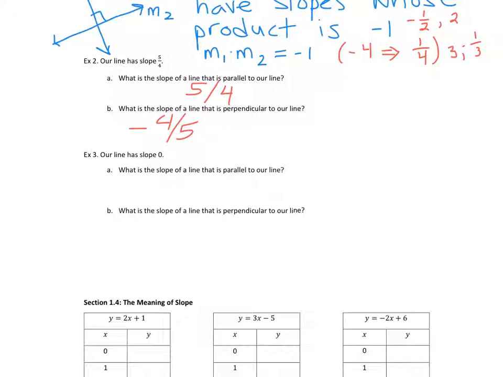All right, let's do another one. Our line has slope 0. What kind of line is that? Go ahead and pause and see if you can answer these questions. Welcome back. If our line has slope 0, that is a horizontal line. What is the slope of a line that's parallel to our line? It has the same slope. And what is the slope of the line that is perpendicular to our line? That's confusing. There is no inverse to 0. But what kind of line is perpendicular to a horizontal line? A vertical line. And what's the slope of a vertical line? Undefined. Perfect.